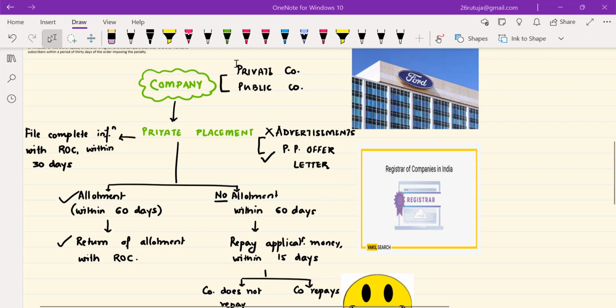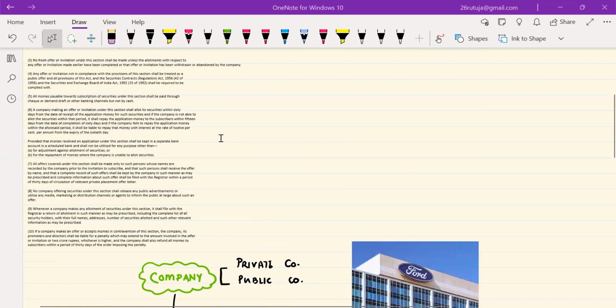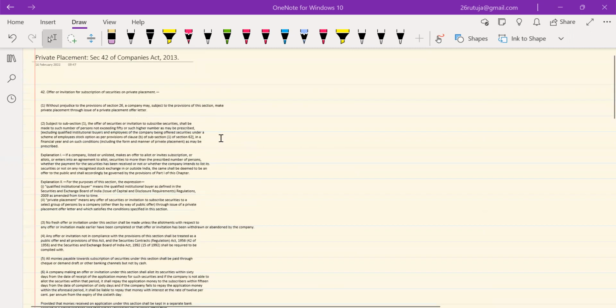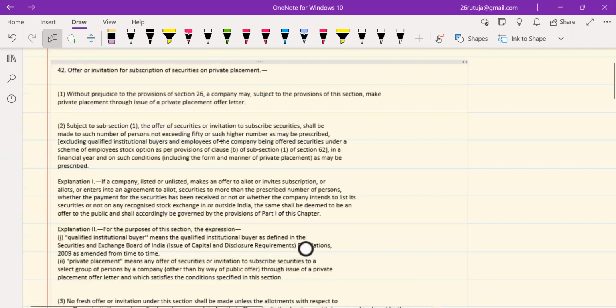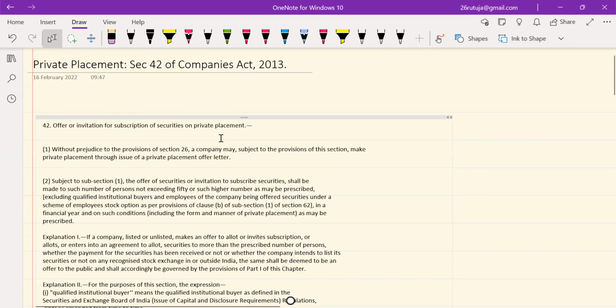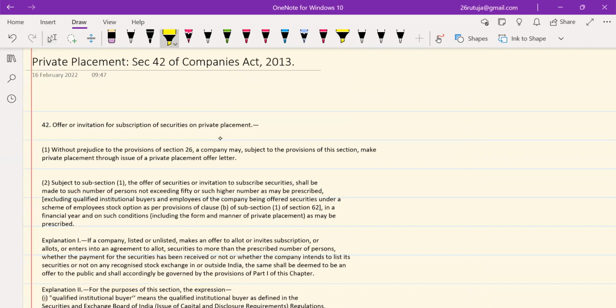So before going to this particular flowchart, let us go and see what section 42 of Companies Act exactly says. So let's scroll up and see what section 42 is saying. Section 42 talks about the term private placement. So what do you understand by private placement?